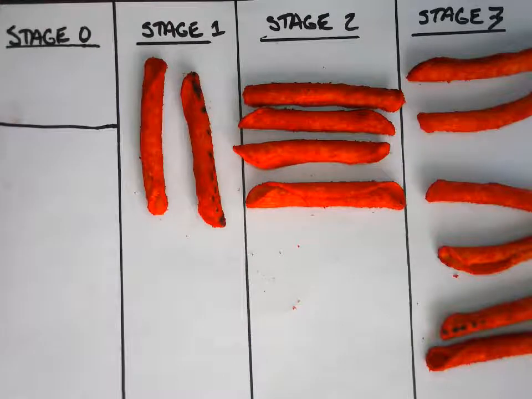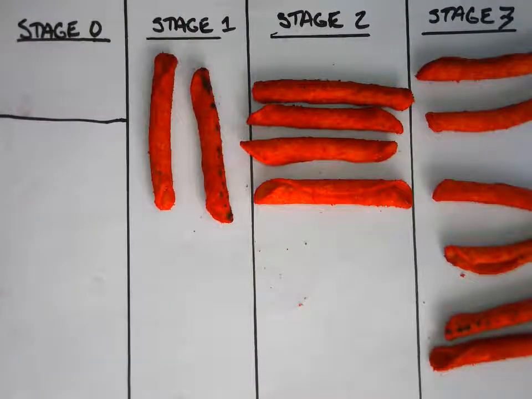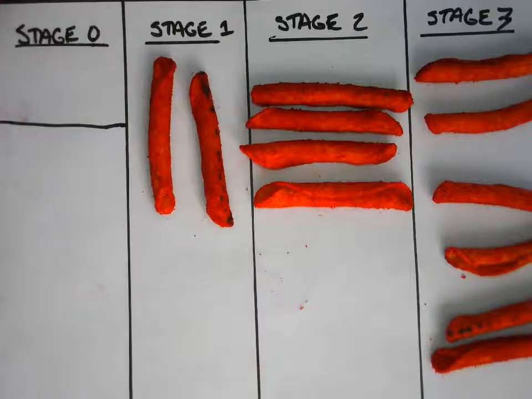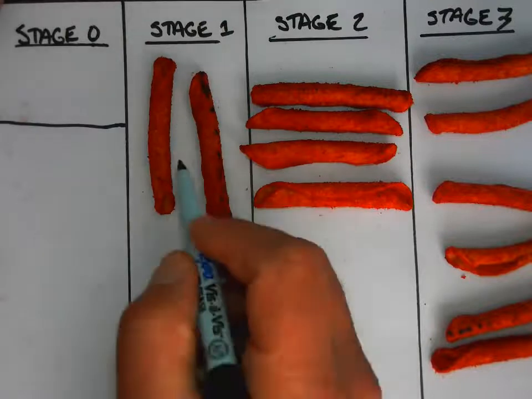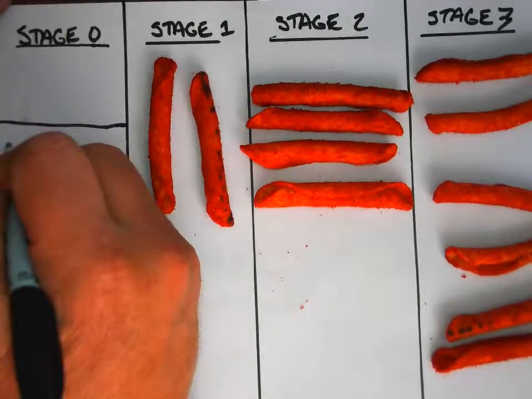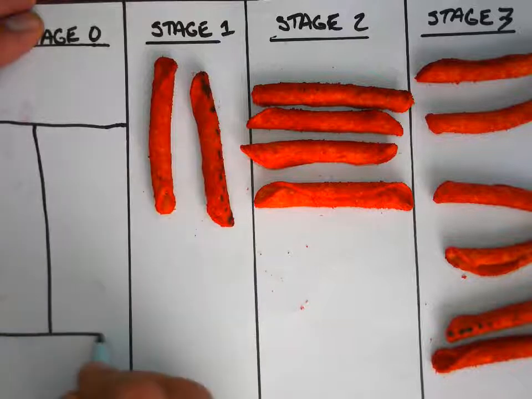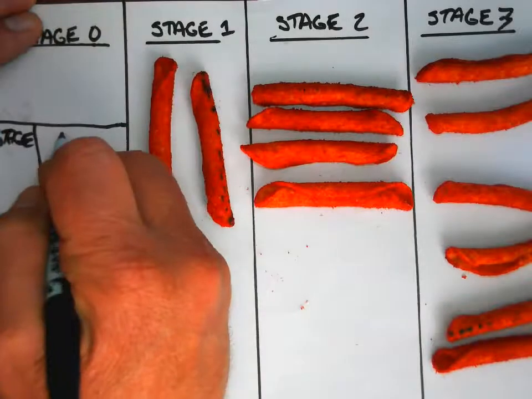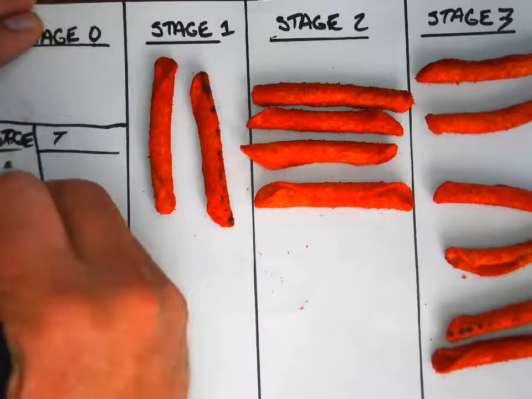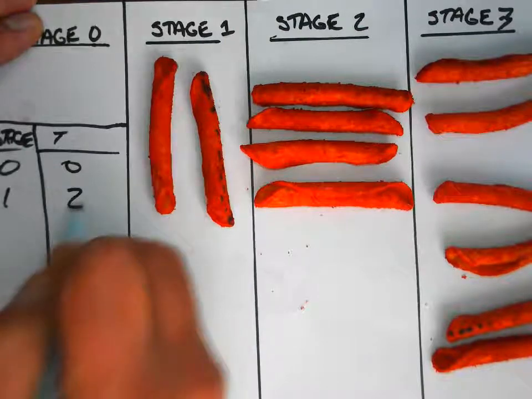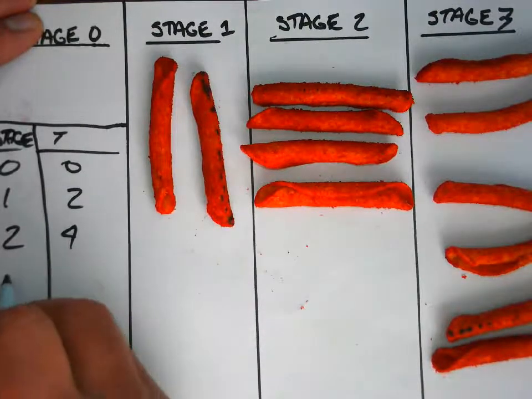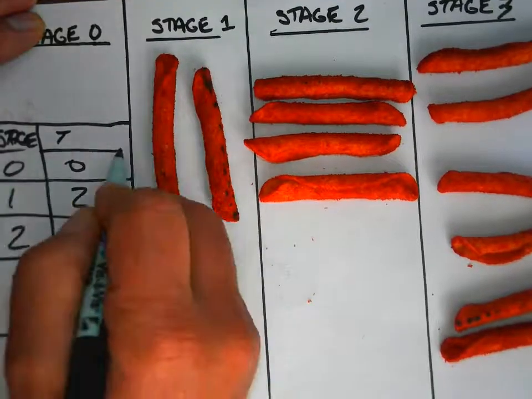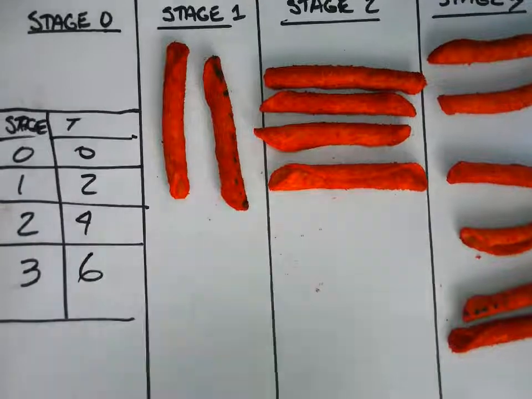Now remember, if you guys are working on this in your notebook, it would be great. You can copy these into your notebook exactly like I've done. You could just put a tick mark for each Taki. But here's our chart. We're going to make a chart now. So we've got stage and we've got Takis. Stage 0 got 0, stage 1 got 2, stage 2 got 4, and stage 3 got 6.